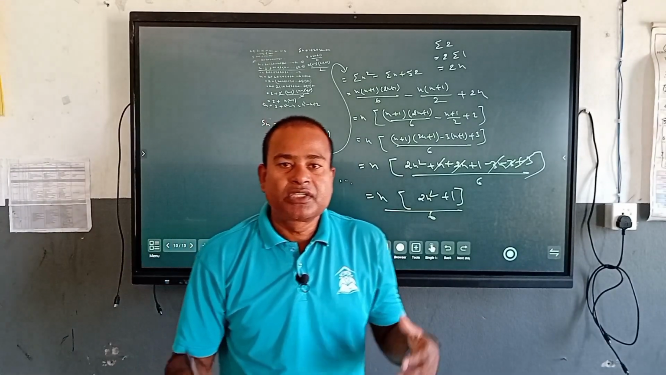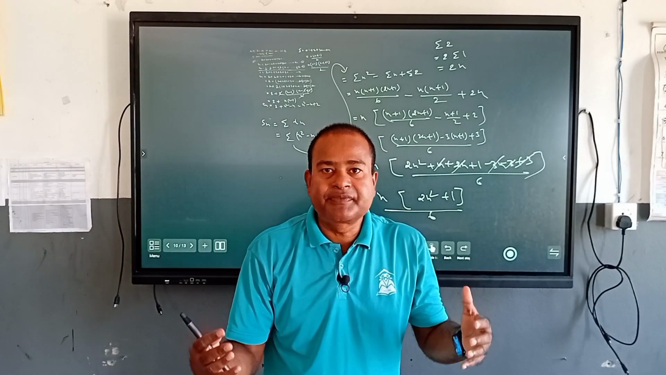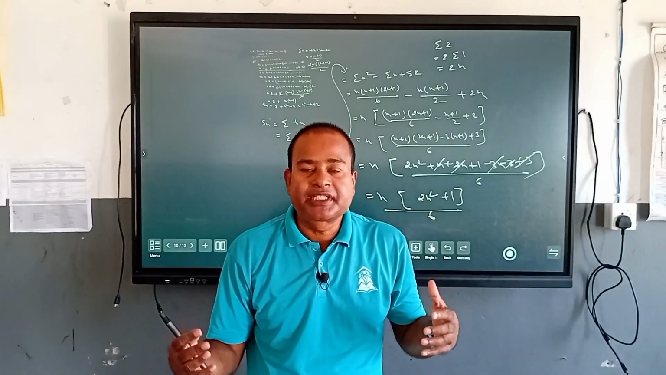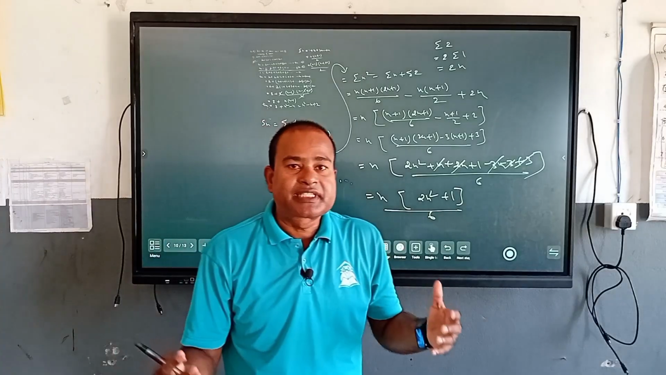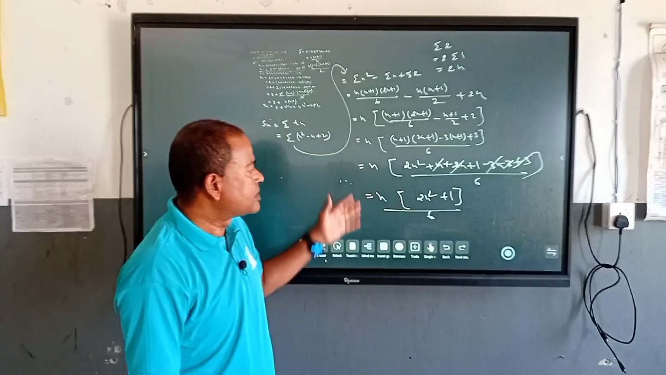So I hope that you have understood how to apply the successive difference method if the given series is neither arithmetic nor geometric. In that case, how to apply the method of successive difference and find the general term and again find the sum to n terms of the series.